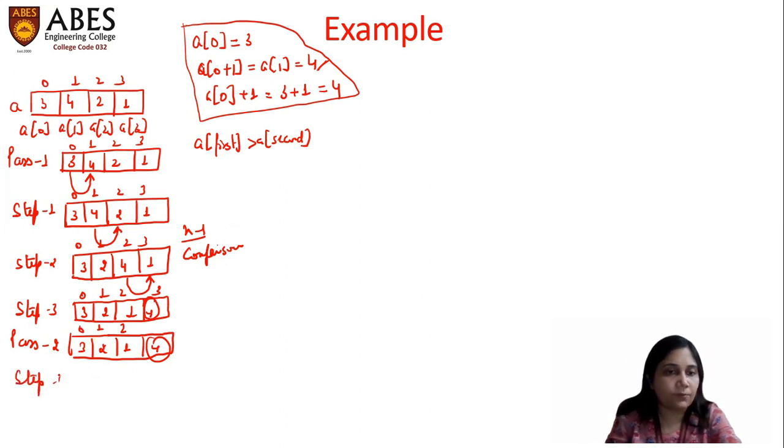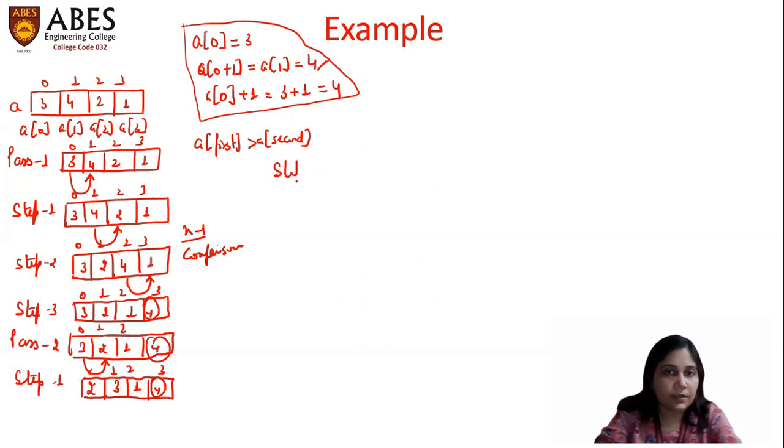So again, step 1. I'll be comparing these two elements. If you see that, yes, true. 3 is greater than 2. Yes, it is true. It means that I have to exchange the positions. So 4 is fixed. I'm not going to check this one. 3, I'm writing it over here.